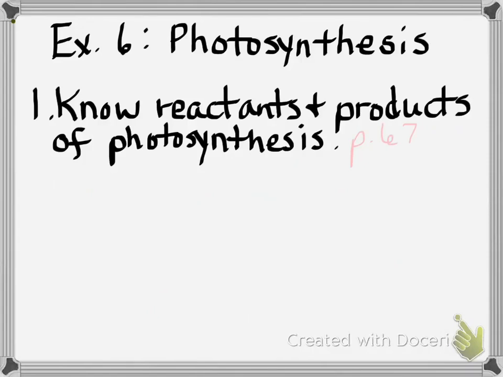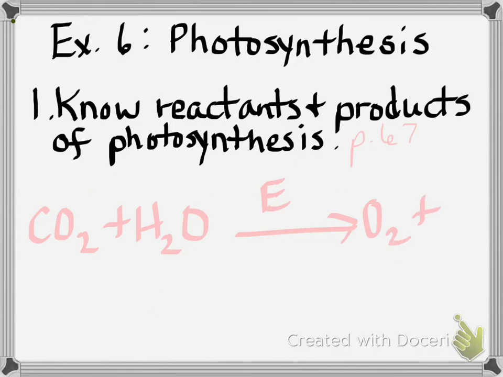So help me out. What are the reactants? See if you can do it without looking in your book. What are the reactants of photosynthesis? Go ahead. CO2 plus H2O with solar energy. I'm going to put a capital E there. Will produce oxygen and C6H12O6. Okay, I'm going to go real general with carbohydrate right there. Solar energy. Okay, so the reactants are CO2 and water. And then Grant's right, you do have to have some solar energy.